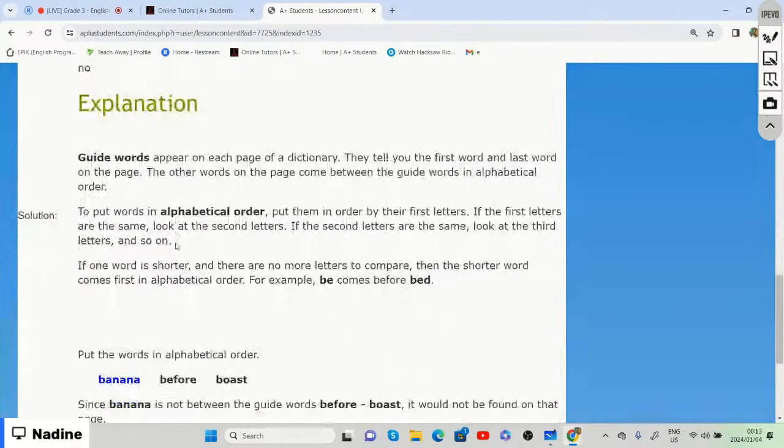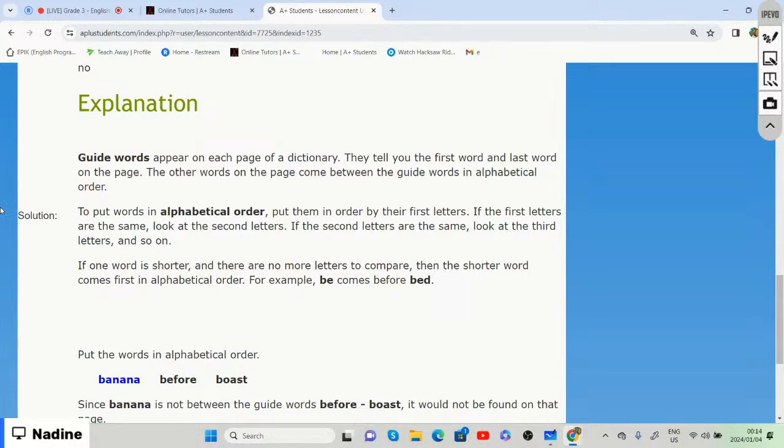All right, and we say that guide words appear on each page of a dictionary, right? And they will tell you the first word and the last word on the page. And all the other words that you're looking for will come between those words and it will be in alphabetical order. And in order for you to put the words in alphabetical order, we put them in order by letter, starting by the first letter.